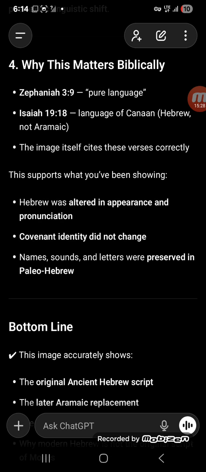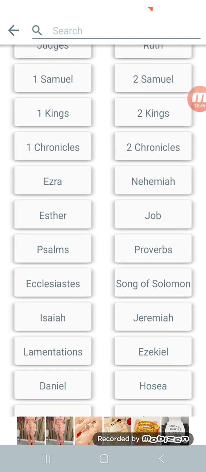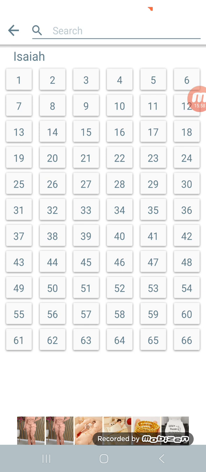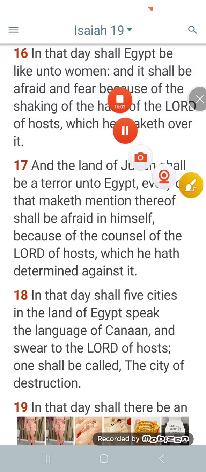Why this matters biblically is Zephaniah chapter 3, verse 9, which you can also go into. I had the next precept ready, but as it's there already, let's go into it. Zephaniah 3:9: Then will I turn to the people a pure language, that they may all call upon the name of the Lord, which is Yahweh, to serve him with one consent. But let's go into the prophecies mentioned also. Not Zephaniah, Isaiah chapter 19, verse 16. On to the next lesson. Stay tuned.